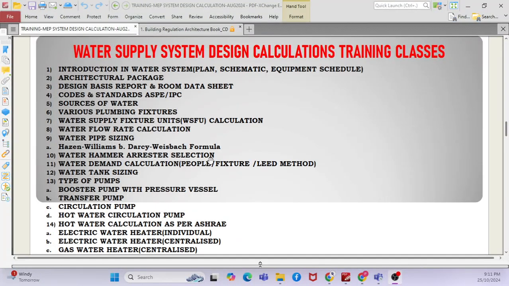Okay, basically this is the syllabus for water supply system design calculation, right? Now we are going to discuss what you will learn in this particular chapter. The first is we will start with an introduction to water systems.